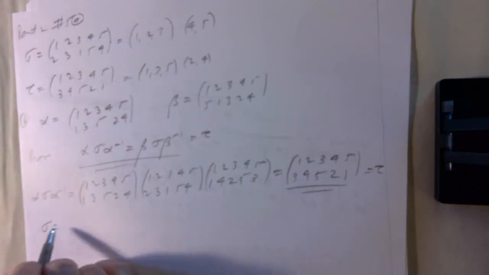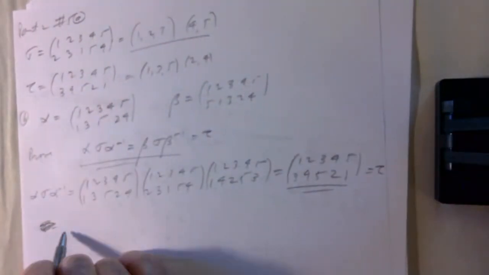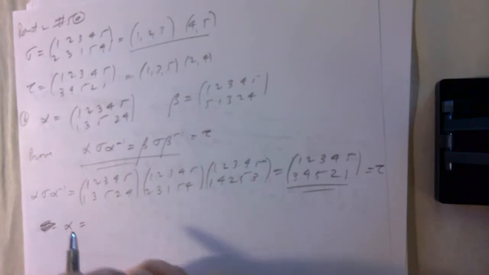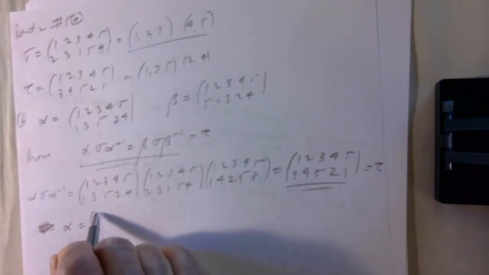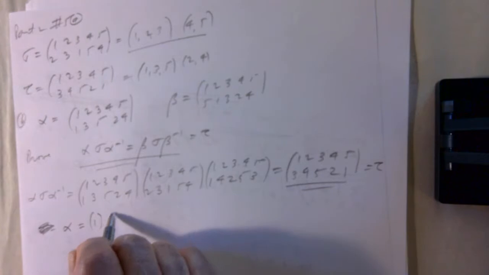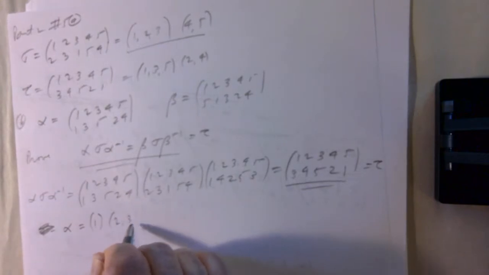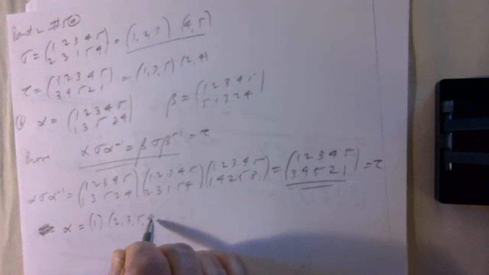Now, notice that sigma, this is sigma as a product of disjoint cycles. What is alpha as a product of disjoint cycles? 1 goes to 1, that's just a fixed point. 2 goes to 3, 3 goes to 5, 5 goes to 4, 4 goes back to 2. So that's alpha.